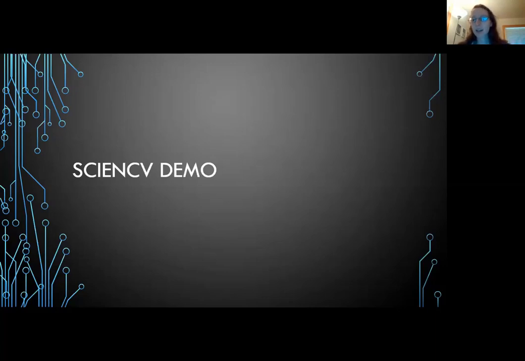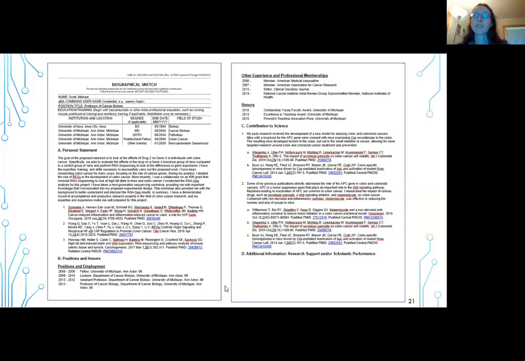All right, so in the interest of time, I think I'll move on to the SciENcv demo. Before I actually jump into SciENcv, I want to re-show this example biosketch that I showed at the very beginning, because this is the direct format that would be put into the biosketch with your grant proposal, but this is also the direct output from SciENcv. And so I wanted to show you that it really does output it in the format that you ultimately need to include.